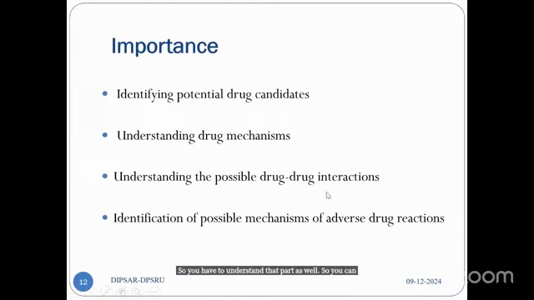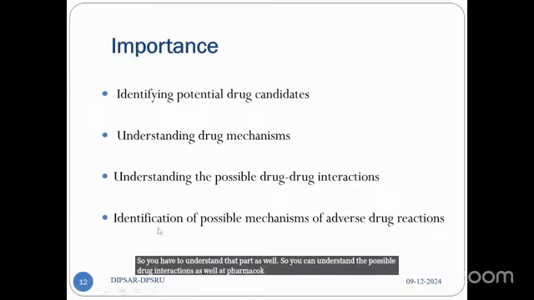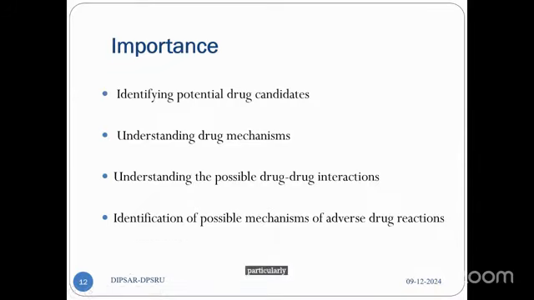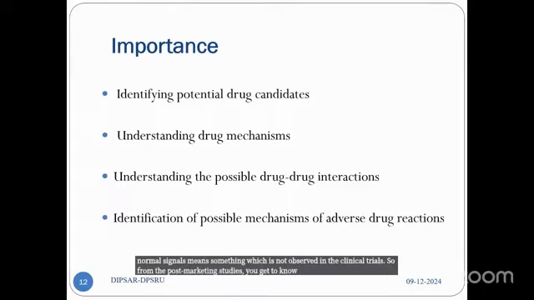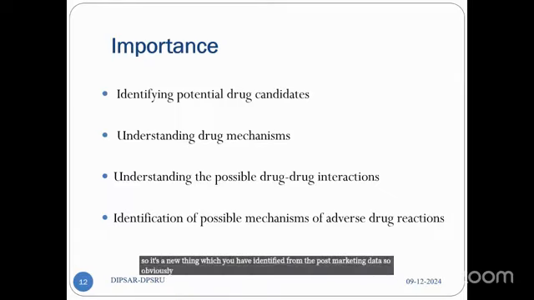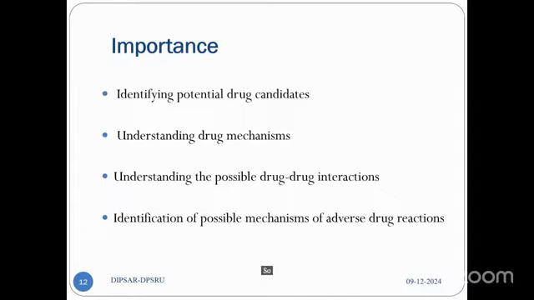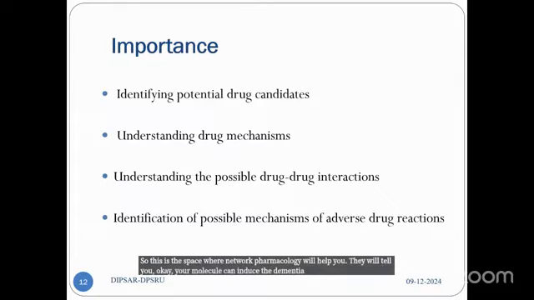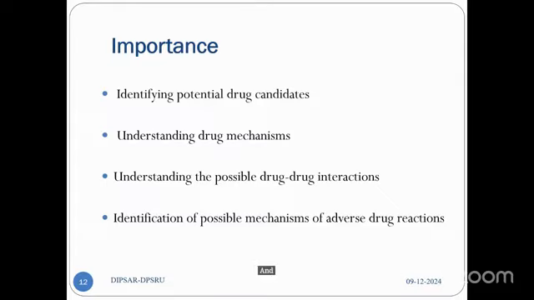You can understand the possible drug-drug interactions as well at the pharmacokinetic and pharmacodynamic level. You can identify the possible mechanism of adverse drug reactions as well. Particularly in our lab, we are identifying novel signals of drugs. Novel signals means something which is not observed in the clinical trials. So from post-marketing studies, you get to know that, okay, this drug is going to result in dementia as well. So it's a new thing which you have identified from the post-marketing data. Obviously you don't know the possible mechanism behind it. So this is the stage where network pharmacology will help you. It will tell you, okay, your molecule can induce dementia by targeting these targets, and these targets will make these signaling pathways, right? That you can do by network pharmacology.